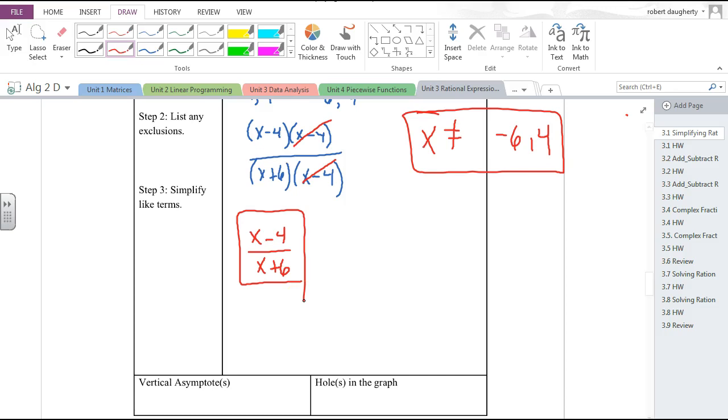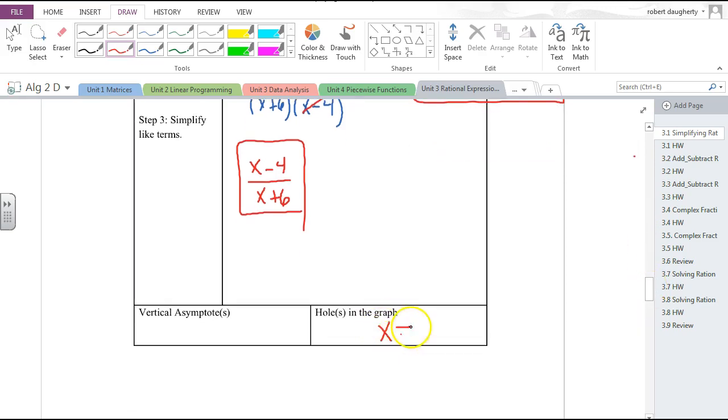So now, these were my original exclusions. What's the exclusion in the final answer? x cannot be -6. So the exclusions we have are -6 and 4. Which one went away in the course of simplifying? 4 went away. In the final answer, 4 is not an exclusion. If in the course of simplifying an exclusion goes away, we call that a hole in the graph. So x equal 4 is a hole in the graph.